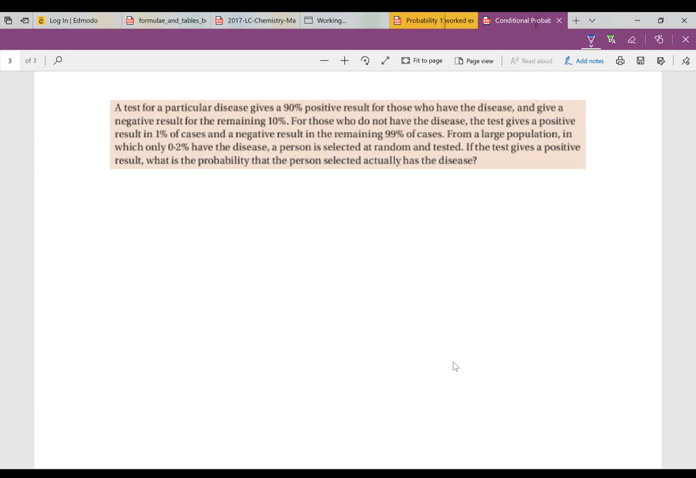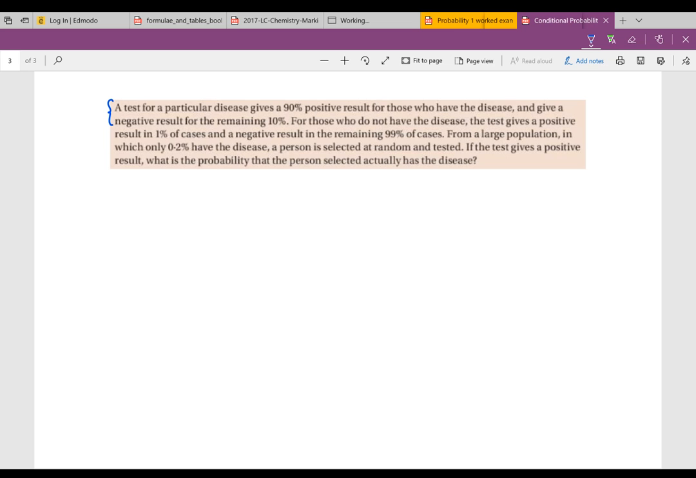Okay, so these conditional probability questions require a little bit more attention and a little bit more thinking. A test for a particular disease gives a 90% positive result for those who have the disease and gives a negative result for the remaining 10%. Now be careful in that first line. It gives a 90% positive for those who have the disease. So that means it's giving 10% of the people that have the disease a negative result.